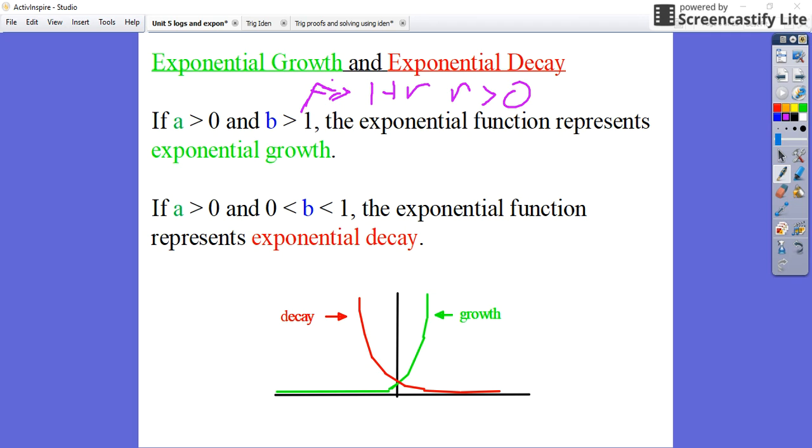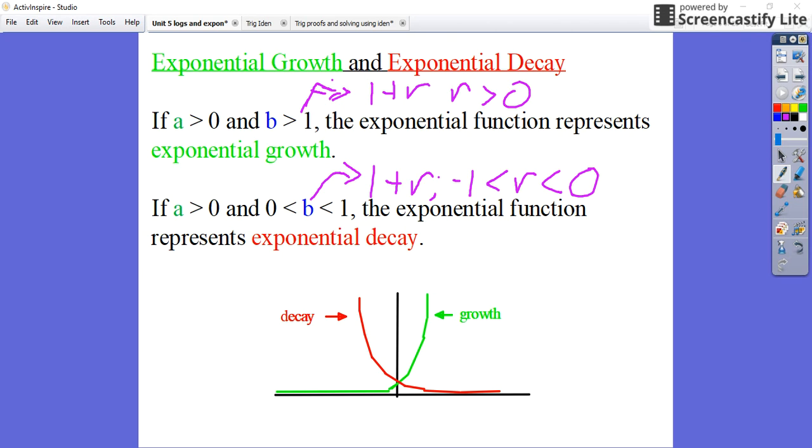Well, down here, decay, it means that B is between 0 and 1. So that means, again, we're talking about 1 plus R. Well, what has to be the value of R now if we're talking about it being between 0 and 1? Well, that means it has to be between -1, right? R has to be greater than -1 because we can't have a B value smaller than 0, but it also has to be less than 0. So we're talking about rates that are strictly between 0 and -1, or negative decimals, are what are going to give us decays. Okay? R value greater than 0 will give us a growth. R values between -1 and 0 will give us decays.